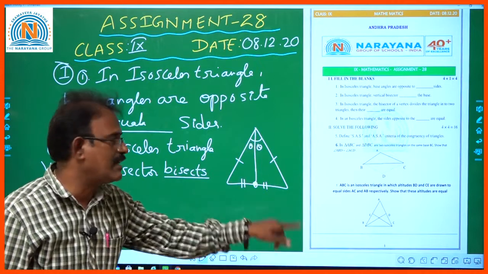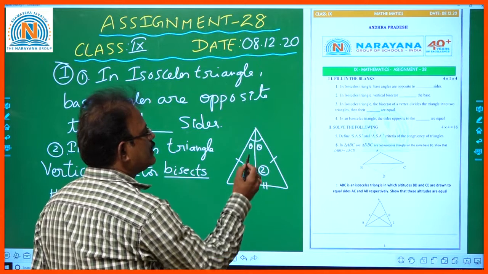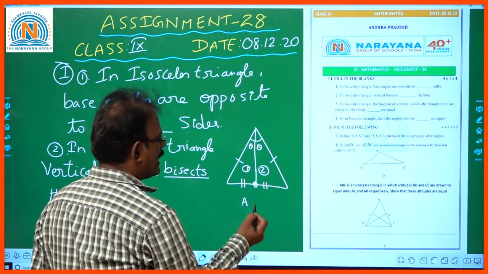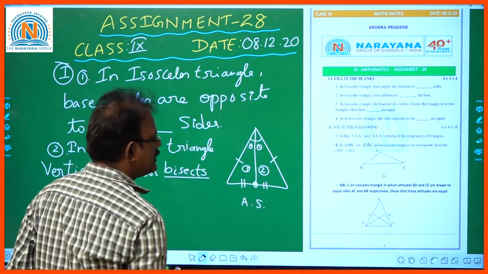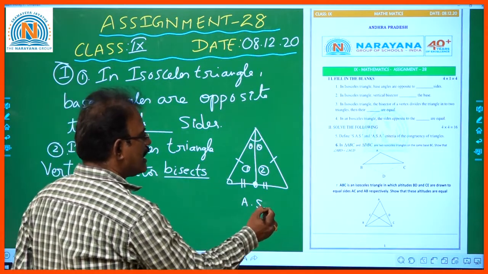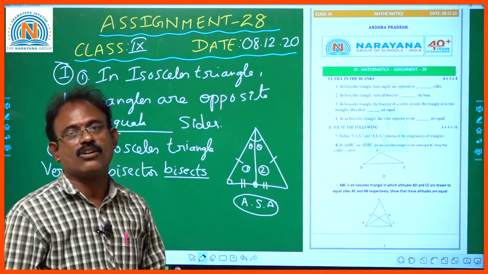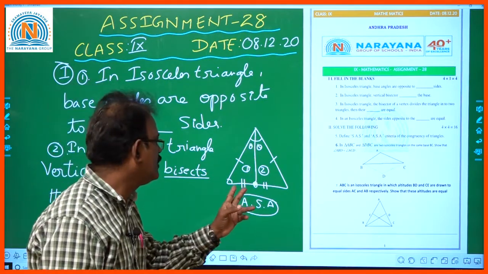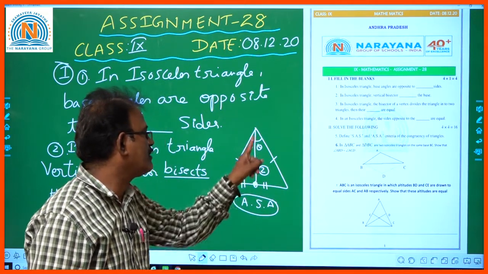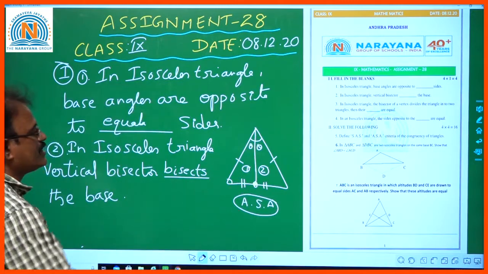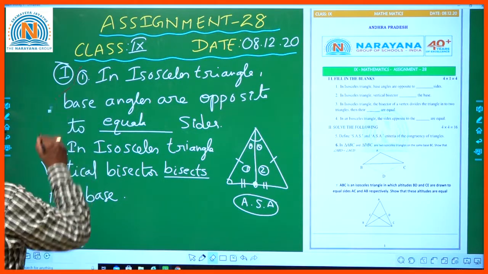Okay, bisect the base. Children, if you compare triangles 1 and 2, these two angles are equal, and these two sides are equal from the concept of the isosceles triangle, and the base angles are equal. From the ASA axiom, these two triangles are congruent, then CPCT parts are equal, these two are equal. So the vertical bisector bisects the base, that means it divides the base into two equal sides.